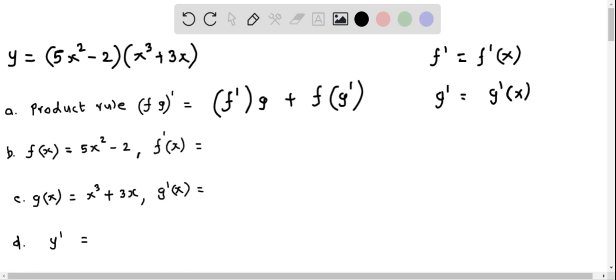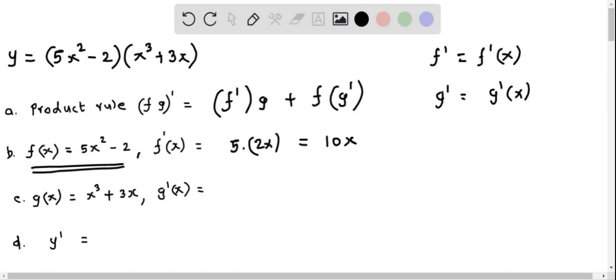Now let's do part B. We are given that f of x equals 5x squared minus 2. We then have to find f prime of x, which is the derivative of f of x. So here we utilize the power rule. I put the constant 5, and then we find the derivative of x squared using the power rule, which is 2x. And the derivative of negative 2, which is a constant, is 0. So it's simply 5 times 2x, and this equals 10x.